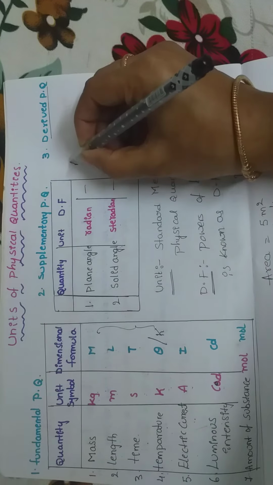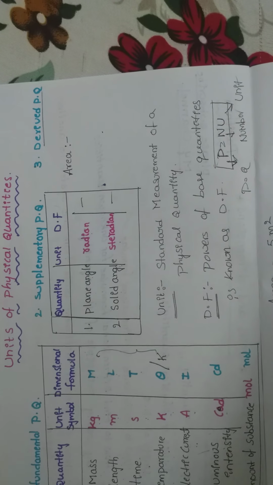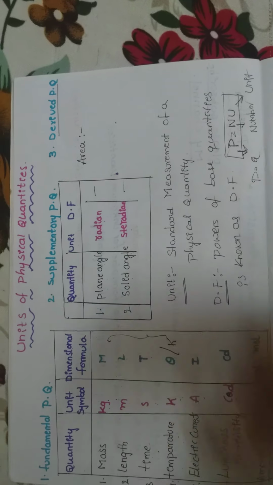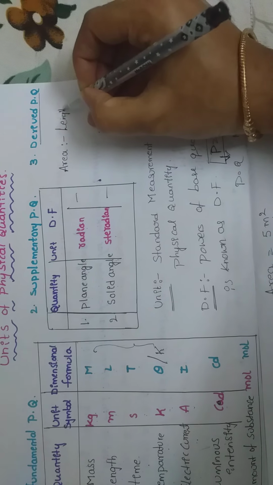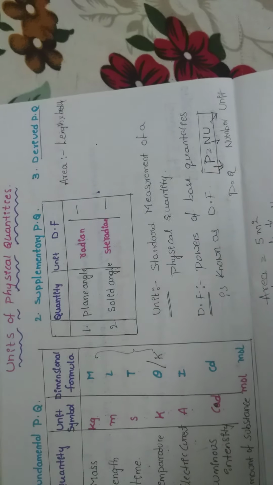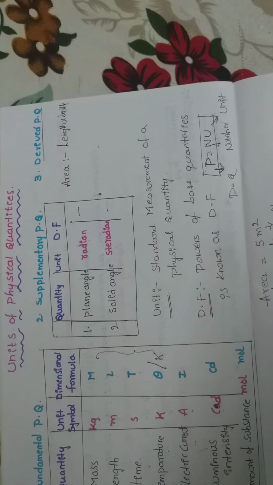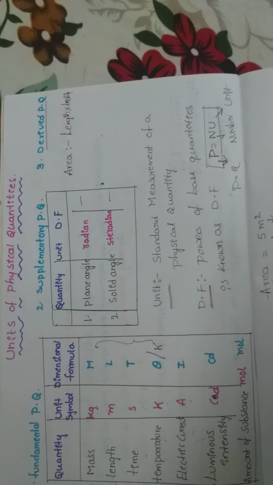Suppose, for example, a simple quantity I have taken here, that is area. All of you know the formula for area. What is the formula for area? Length into breadth is the formula for area. Right? Then how can we write the units and dimensional formula?